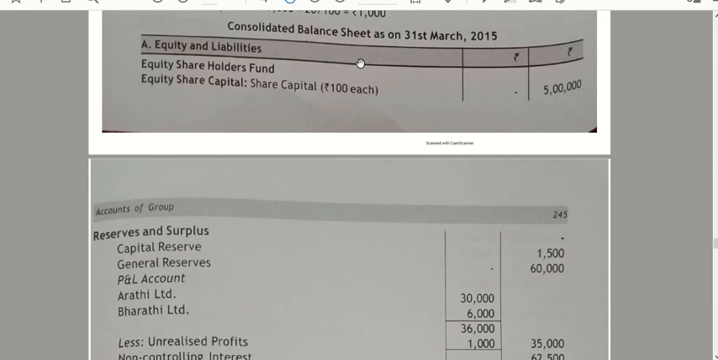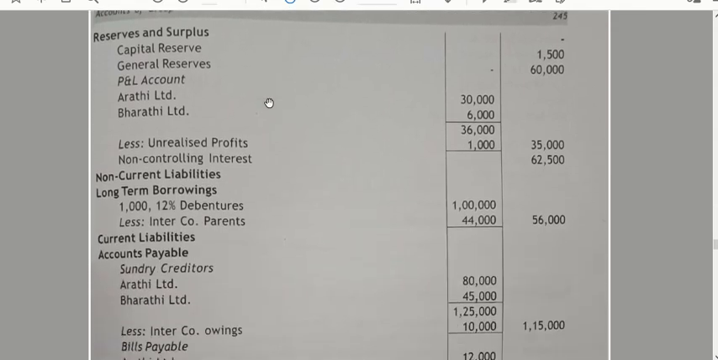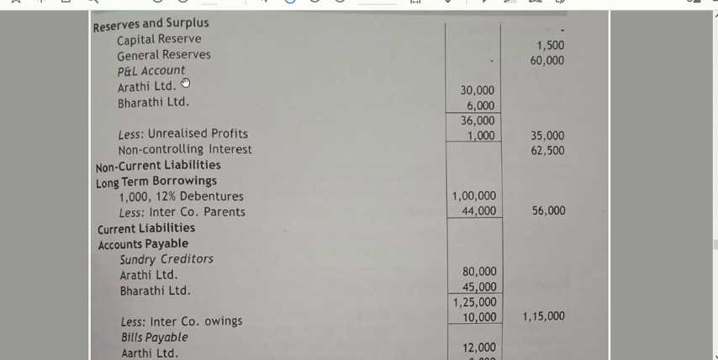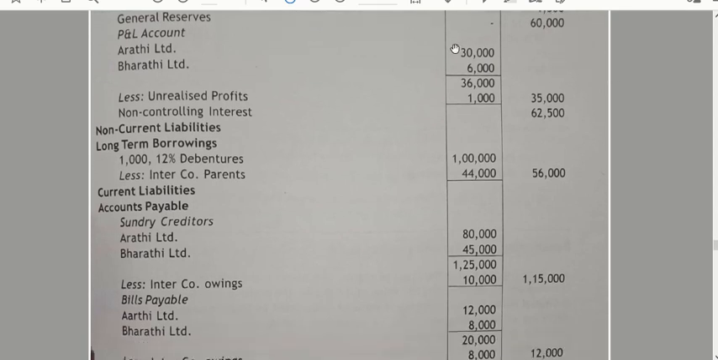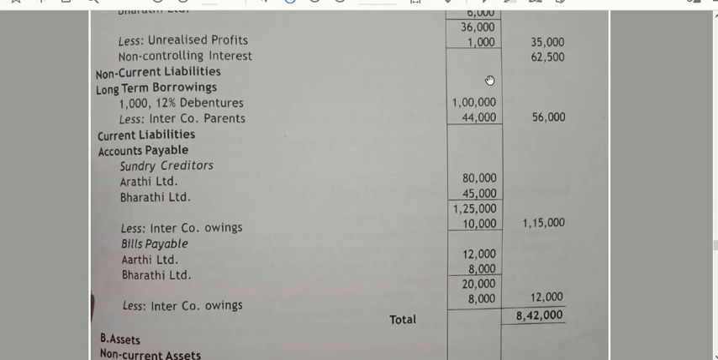So moving on to your consolidated balance sheet. The equity shareholders, under that we have equity share capital 5 lakh. Reserves and surplus, we have capital reserve from the working note, which is 1,500. We have general reserve 60,000 of the holding company. Profit and loss account of the holding company is 30,000, and Bharati Limited is 6,000. So 36,000 minus your unrealized profit, which is 1,000. So total is 35,000 in the outer column.